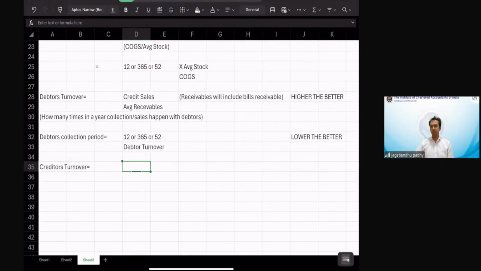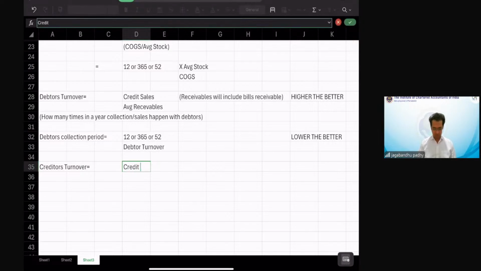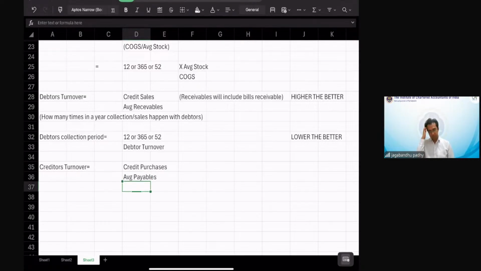Okay, perfect. Credit purchases upon average payables. Yes, that's going to be credit purchases upon average payables. Creditors turnover is credit purchases upon average payables, right?